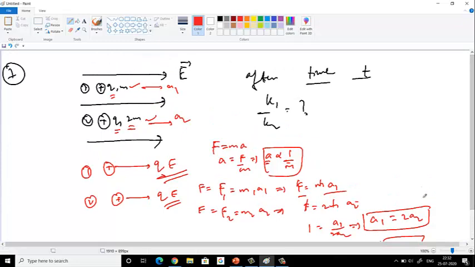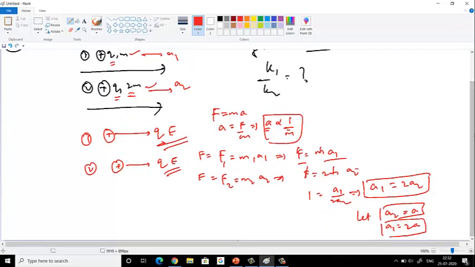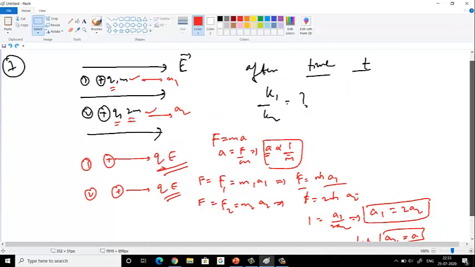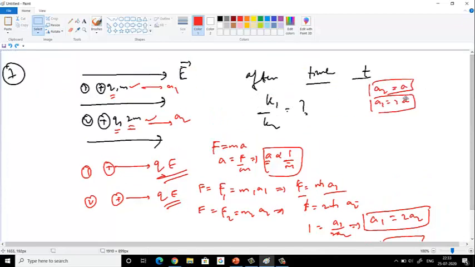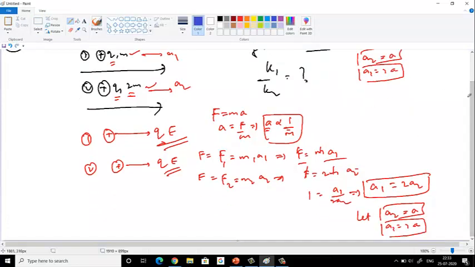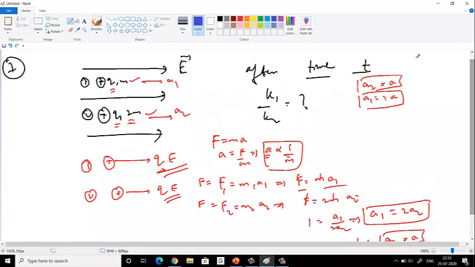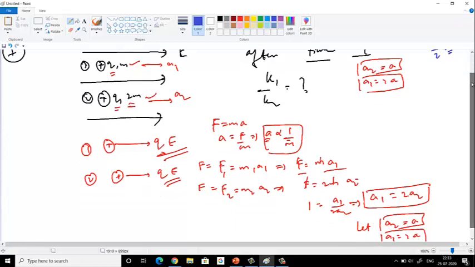Now again go back to kinematics, keeping this in mind. We got the relation between the accelerations. Again we have to go back to kinematics because we want to find the speed. What is kinetic energy? Kinetic energy is half mv squared. Do we know the value of v? We don't know. That's why, to find the value of v, we have to use kinematics.